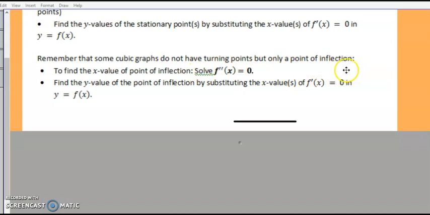To find the x value of the point of inflection, we solve f double dash of x, meaning the second derivative. We calculate the derivative of the function, and then we calculate the derivative of that answer. Once we have that, we equate the second derivative to 0, and we will find the x value for the point of inflection. We take that value and substitute it into the original function, into f of x, to calculate the corresponding y value for that point of inflection.